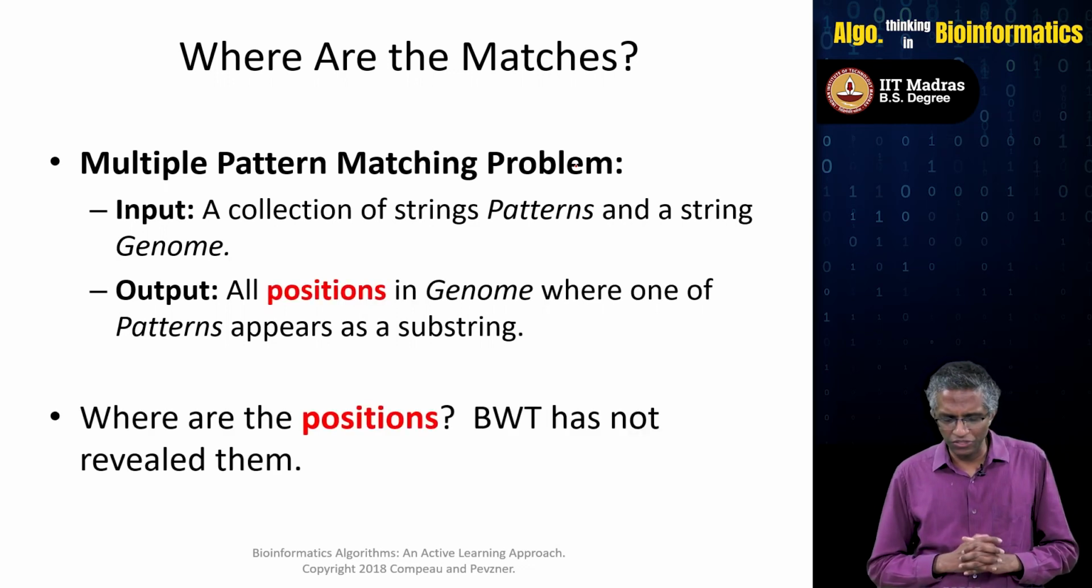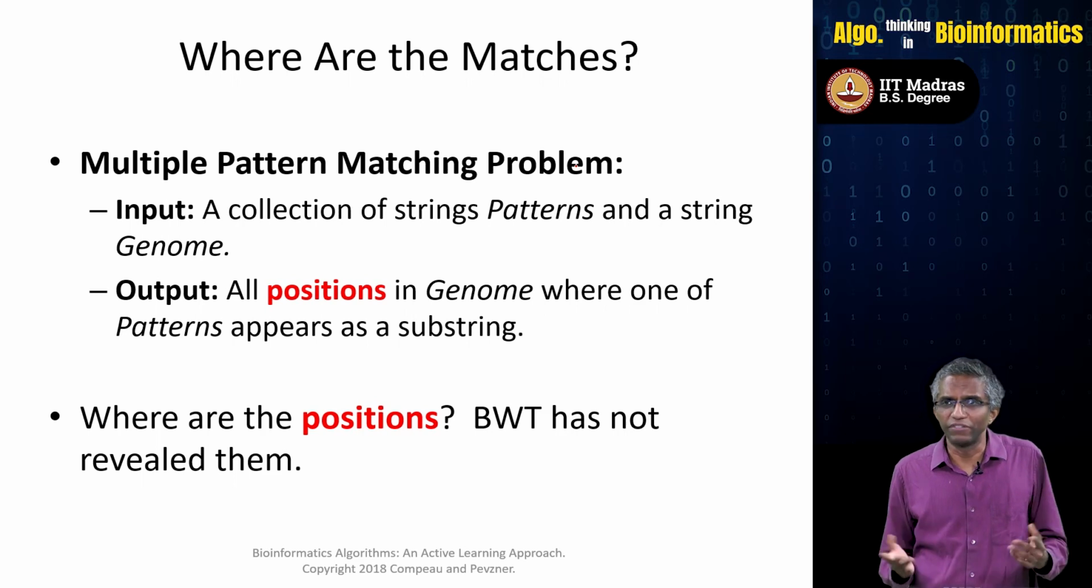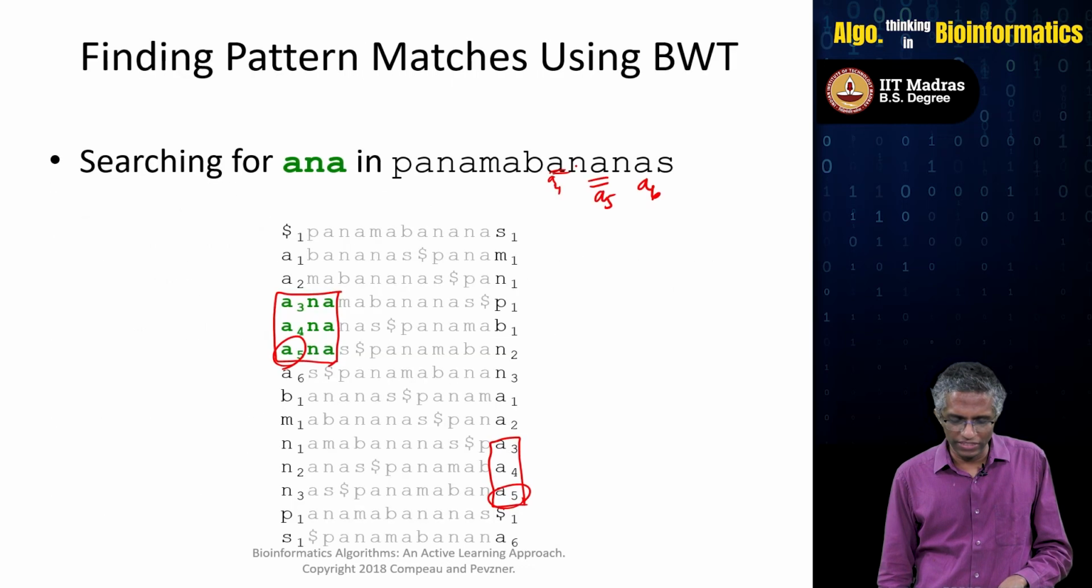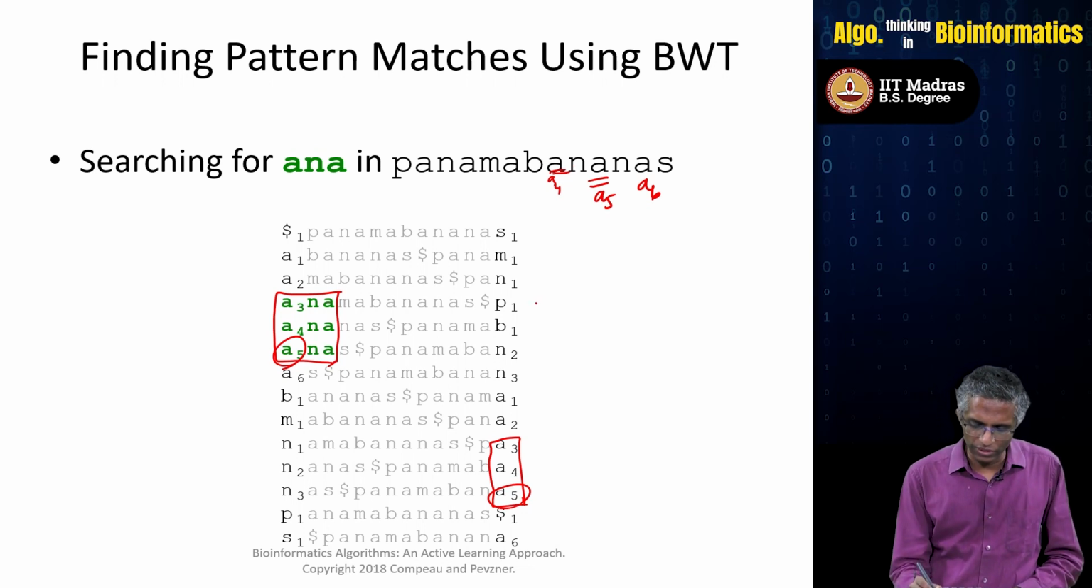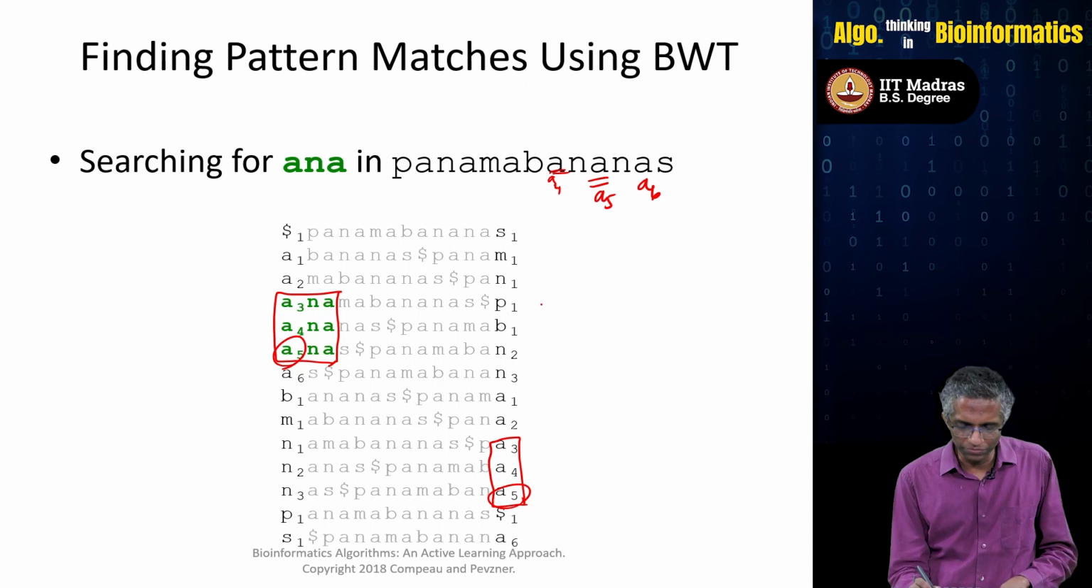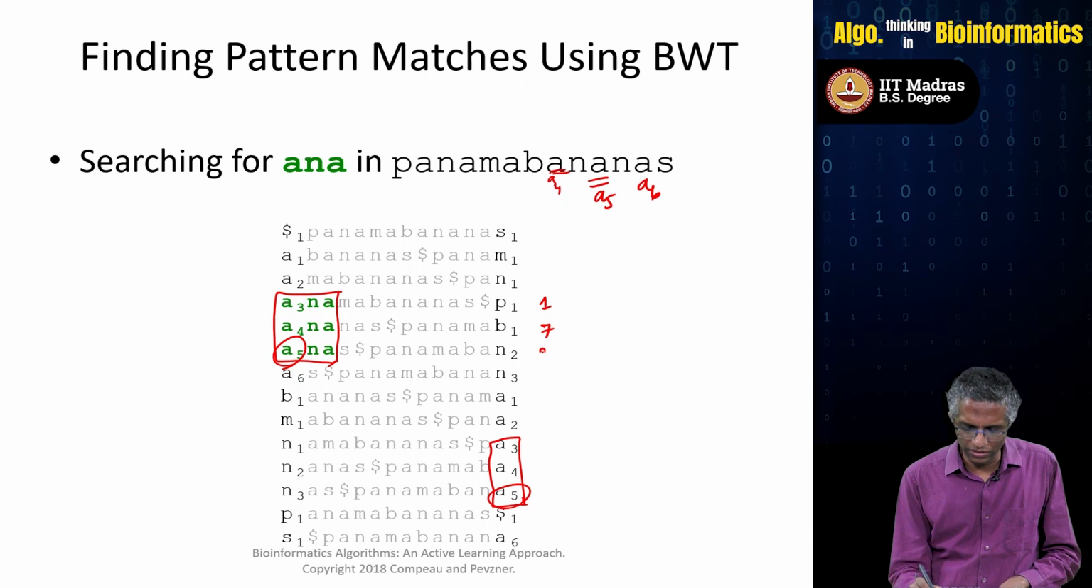So where are these positions? BWT has not revealed it so far. We have only found that in this particular case ANA is present 3 times, but we don't have the locations yet. It will be quite convenient if somehow the locations are stored here: this is location 1, this is location 7, and this is location 9.